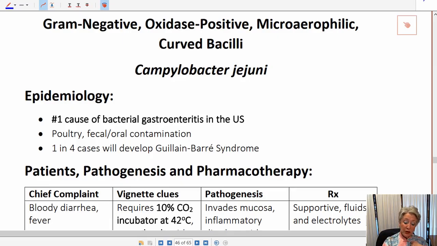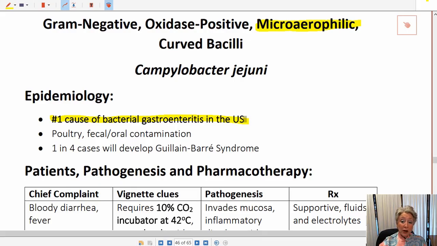Continuing in the curved bacilli, we have Campylobacter. Notice the distinction as we enter this group is that it's a microaerophile. So that means I'm going to need to grow this in a special incubator into which I pump CO2 when I close the door. So a 5, 6, 10% CO2 incubator. Now, surprising to many people, this is the #1 cause of bacterial gastroenteritis in the United States.